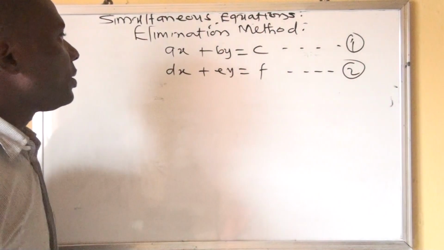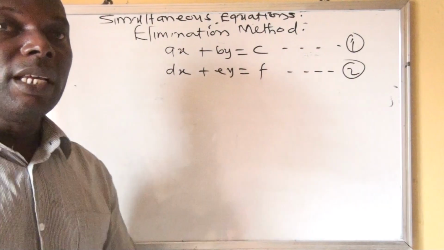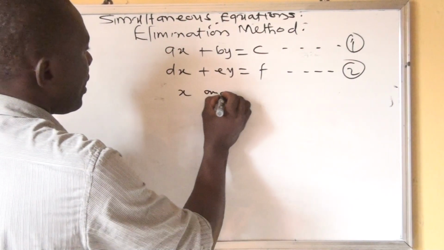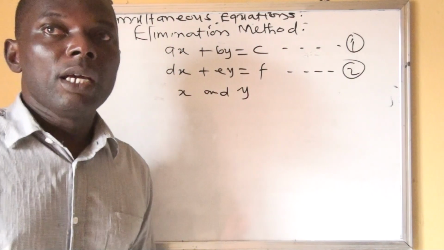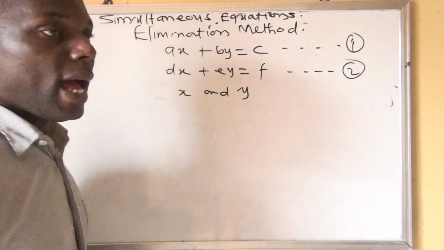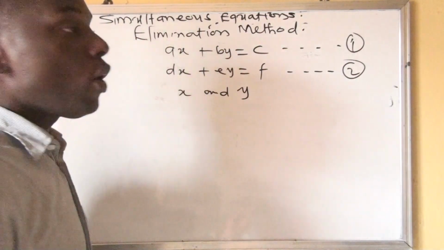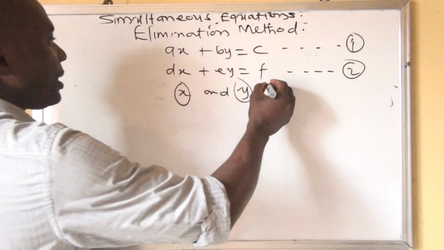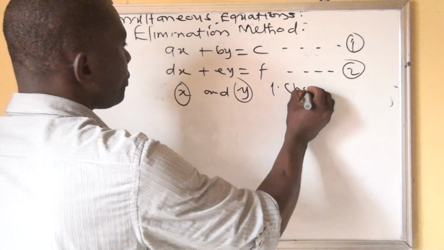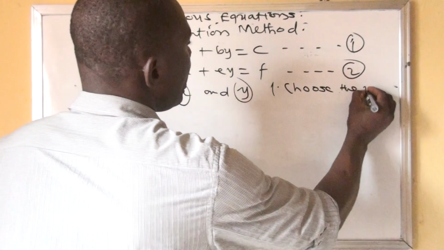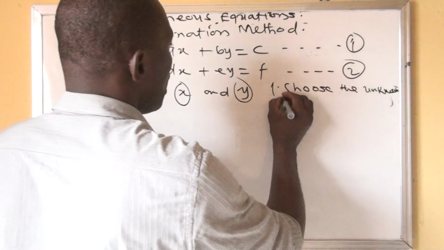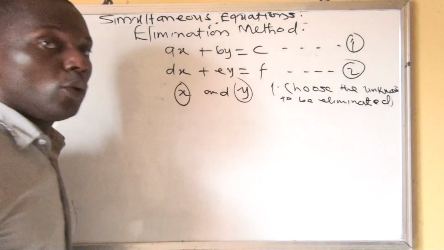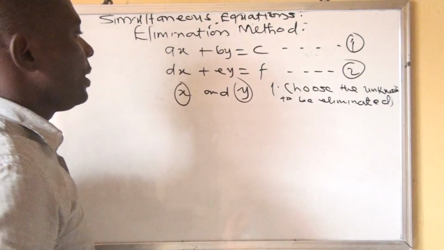In the elimination method, to eliminate means to get rid of. The unknowns here are X and Y. We have to look at these two unknowns, and the first thing we do is to choose which one we intend to eliminate. Is it Y or is it X? So the first step is that we choose the unknown to be eliminated.